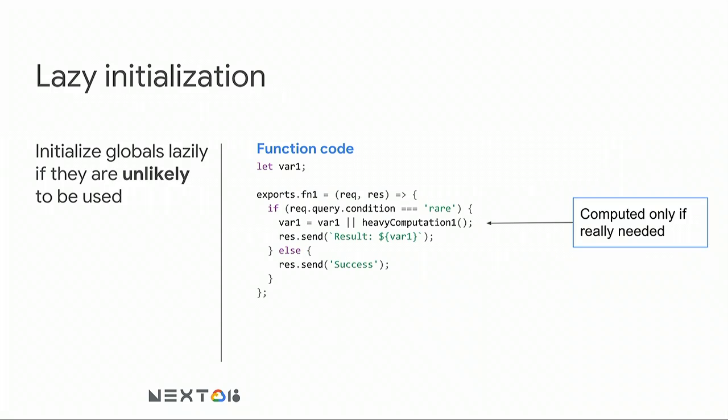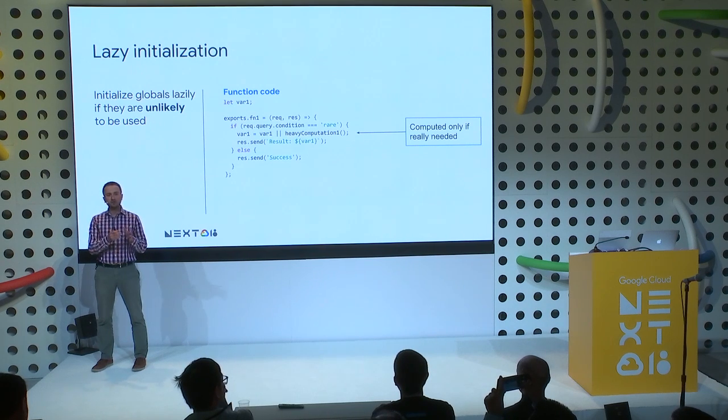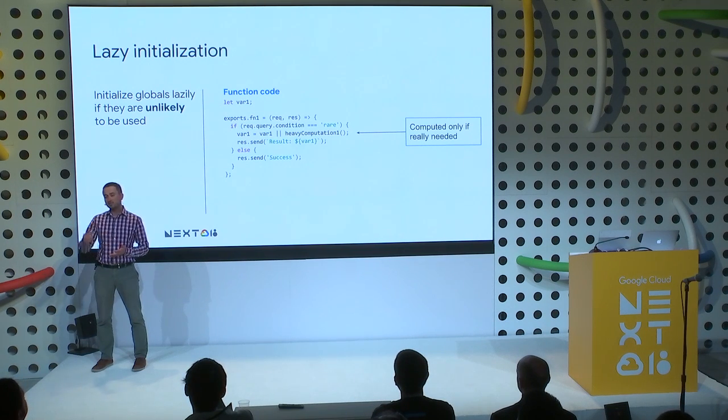But on the other hand, it's not always better to perform those computations in the global scope on the cold start, because it may happen that the value is not even used. So if you use the value only under very rare conditions, it's better to compute it lazily and not in the cold start, because the best optimization is when you just remove the code that is not used.